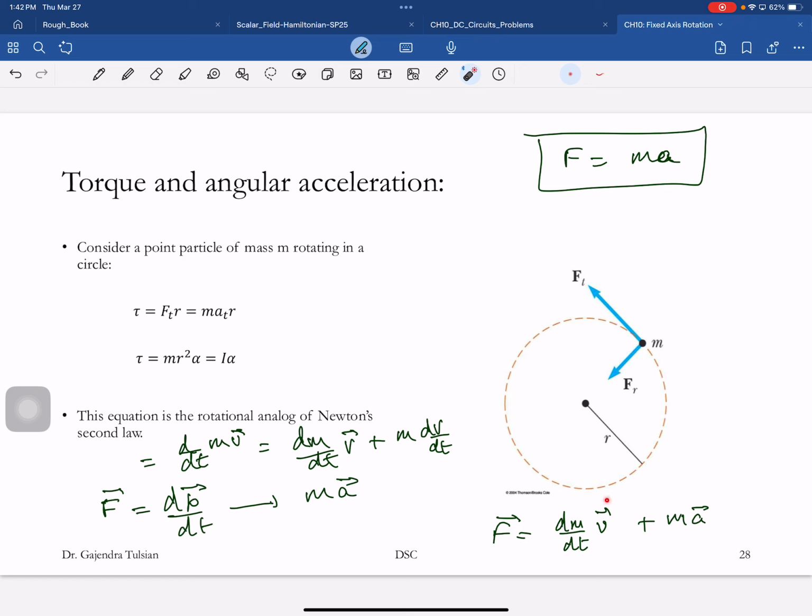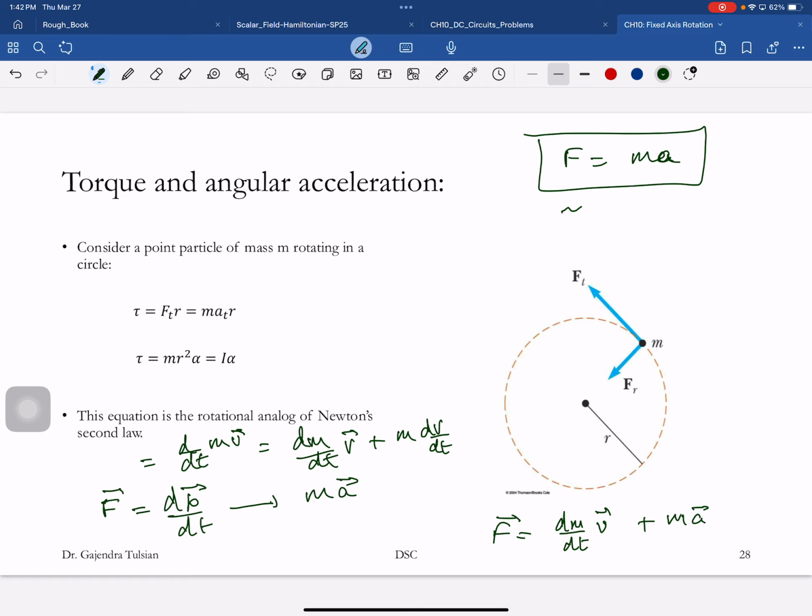For most of our applications, dm by dt is 0. So this term is 0 and F equals ma. All right, so that was Newton's second law as long as the mass was constant.